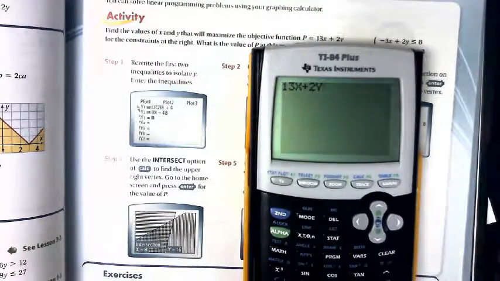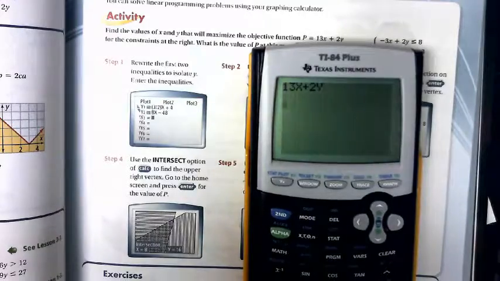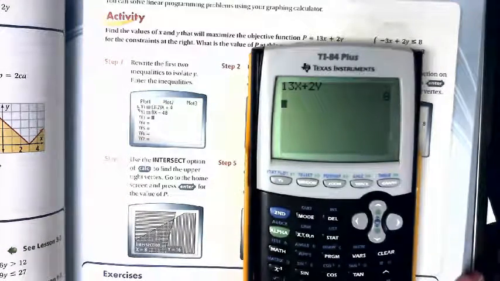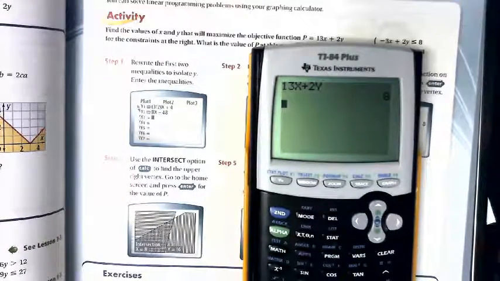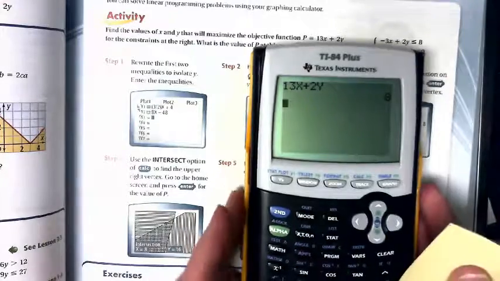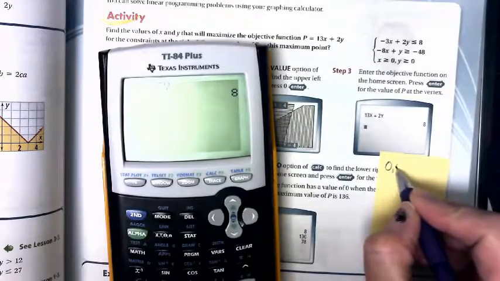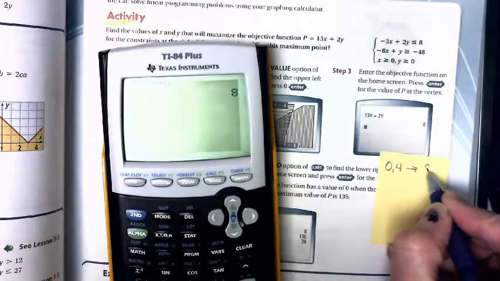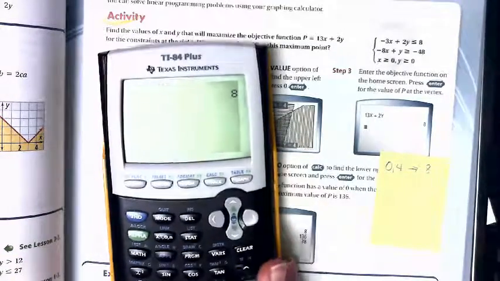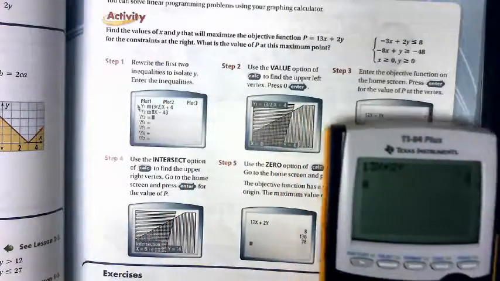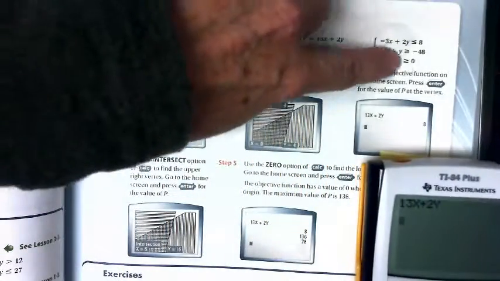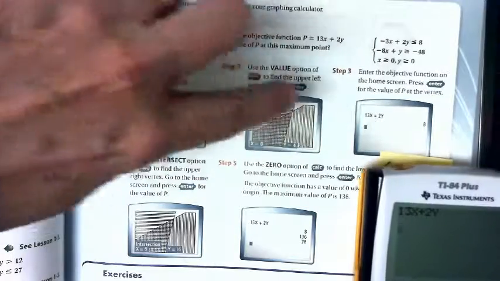And if you hit enter, it'll tell you what is happening at 0, 4, because that is what just happened. So I'm going to write this on a little piece of note cards. At 0, 4, I would get a value of 8 for that function. Okay, so I've done all of that.